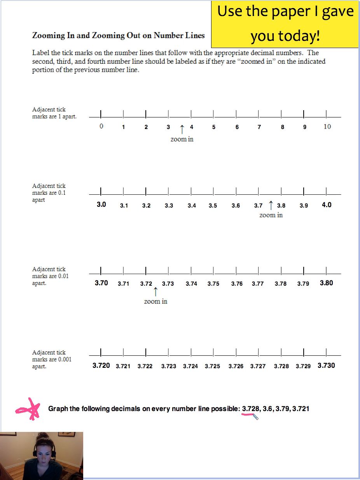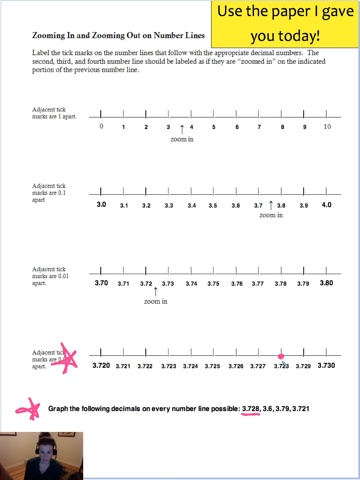Alright, so the first number we'll plot is 3.728, which is 3 and 728 thousandths. Since this number goes out to the thousandths place, I'm going to start on the number line where I can actually see that number. So I know I need to look at this bottom one because this goes to the thousandths place. So I'll find 3.728, which is right there, and I'll put a point.